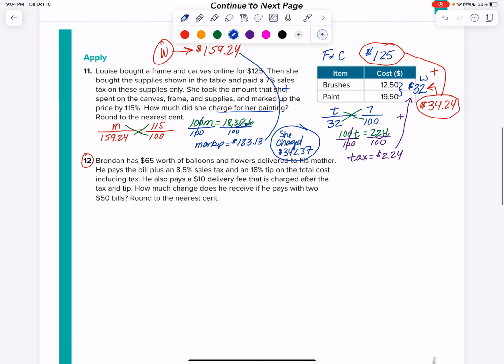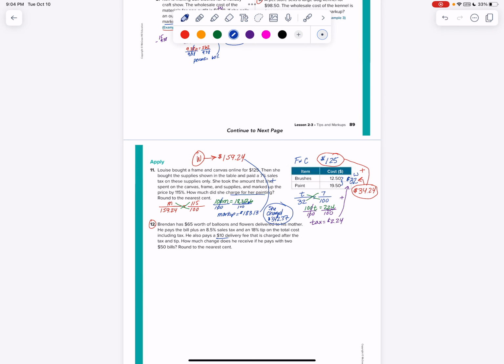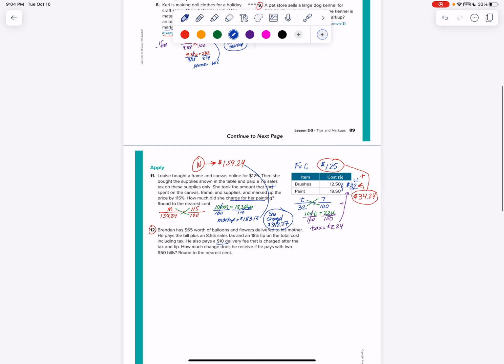Okay. All right. So you have number 12 to do. It's the same idea, okay, of figuring out the sales tax and the tip. Okay. But then you need to just add a random $10 delivery fee at the very end. Just add $10 after you do all that stuff. Okay. And then how much change does he receive if he pays with two $50 bills? So basically subtract everything from 100, and we'll see what you get. So that one's going to take you a little bit of time, just like this one took me.